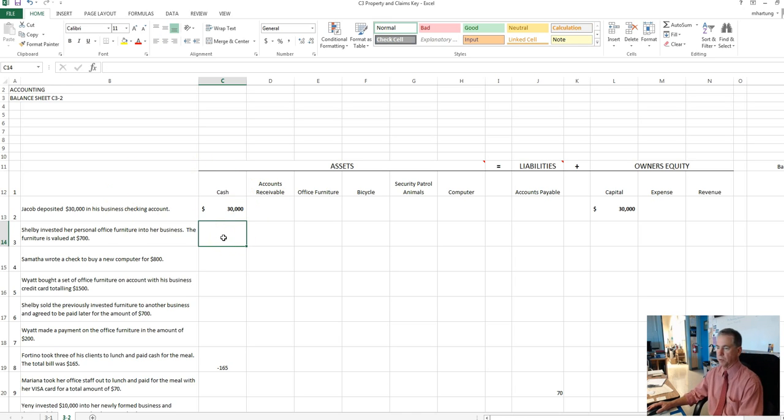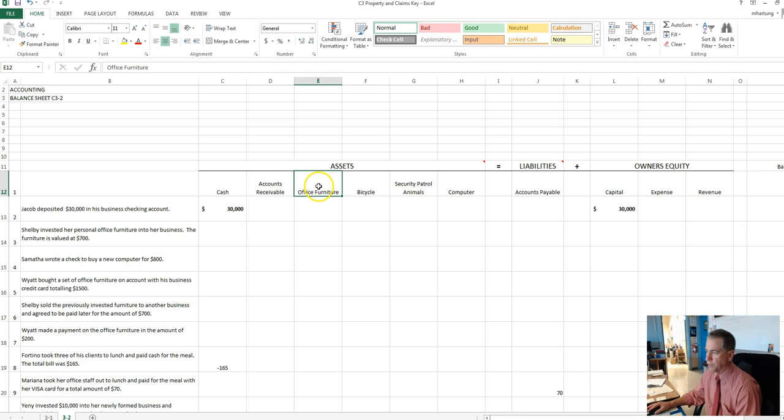Let's take a look at the next one. Shelby invested her personal office furniture into her business. The furniture is valued at $700. So you can invest something other than cash in a business. You can take furniture out of your personal use and invest it or make it part of the business. And so you can record that transaction.